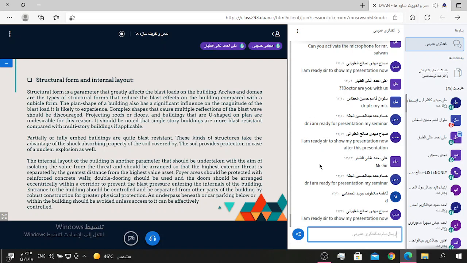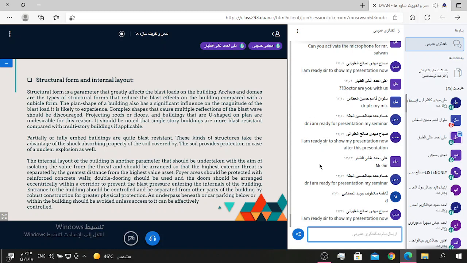Partially or fully embedded buildings are quite blast resistant. These kinds of structures take advantage of the shock-absorbing property of the soil covering them. The soil provides protection in case of a nuclear explosion as well.